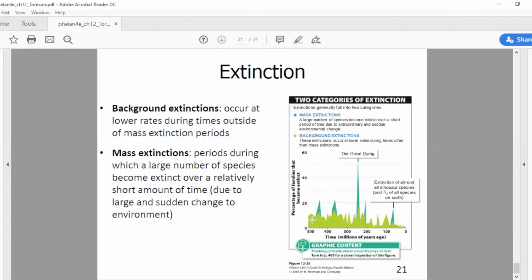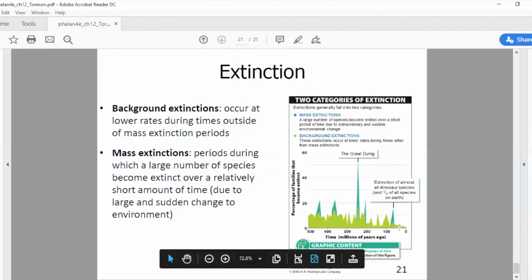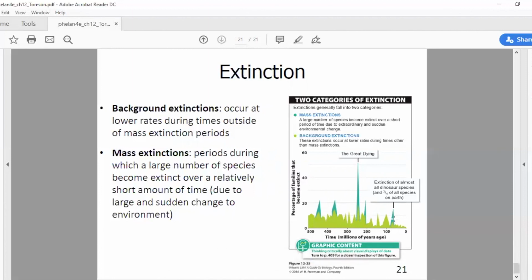Mass extinctions are when a large number of species become extinct all over the same relatively short amount of time. And these mass extinction events are usually due to a large and sudden change to the environment. So over Earth's history, there have been 5 major mass extinctions. And again, these are highlighted on figure 12.25 on slide 21.